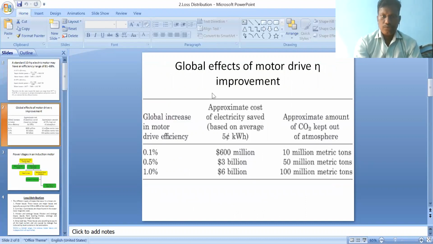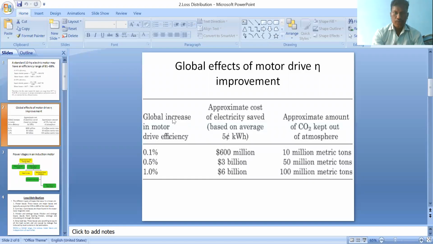Then one more example, that is global effects from motor drive efficiency improvement. I have taken the efficiency increase, then the approximate cost of electricity saved, then the approximate amount of carbon dioxide kept out of the atmosphere. So here, for a global increase in motor drive efficiency, the approximate cost of electricity saved is based on an average of $5 per kilowatt hour. So 0.1%, $100 million; 0.5%, $3 billion, approximate amount is 50 million metric tons. Like 1%, $6 billion, 100 million metric tons, like that.